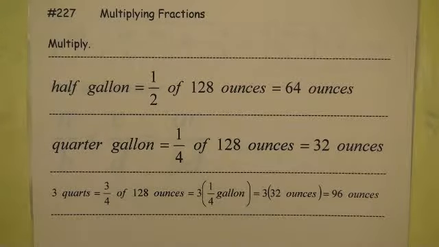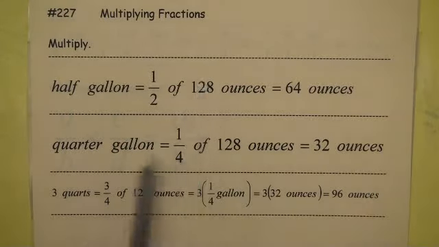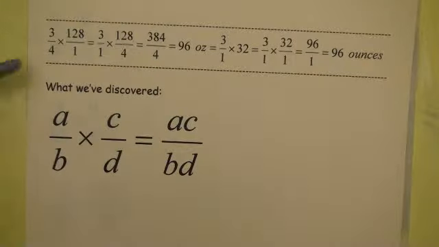So what we're hopefully trying to understand here is what it really means to multiply fractions. What does it actually mean? And so far, the denominator divides into the numerator, and that's what we've discovered. There's another way to do this last one. We could do 3/4 times 128 over 1, and we will get 3.